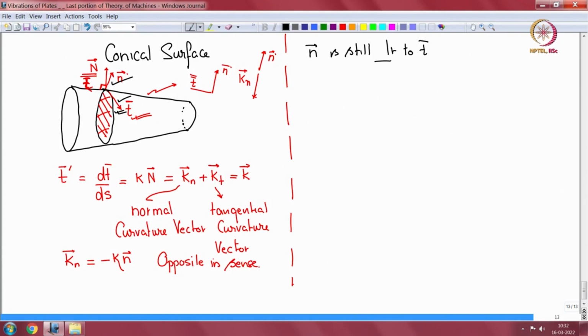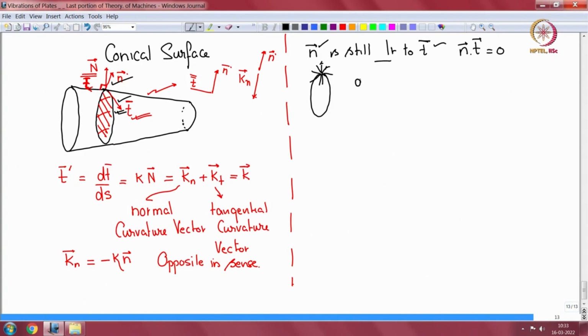This curve has infinite normals. This circular plane has infinite normals. Every direction there can be a normal. So this n bar happens to be one of the normals. So n bar is still perpendicular to T bar. And so n dot t is equal to 0.